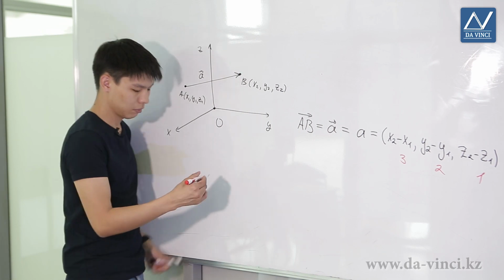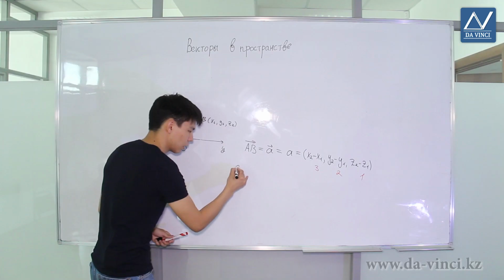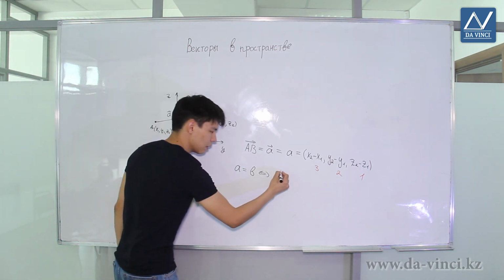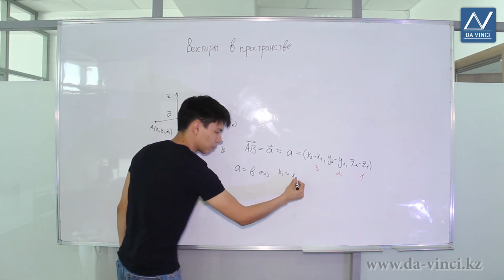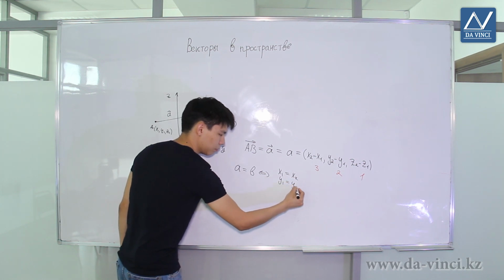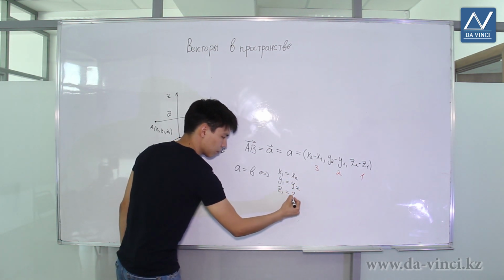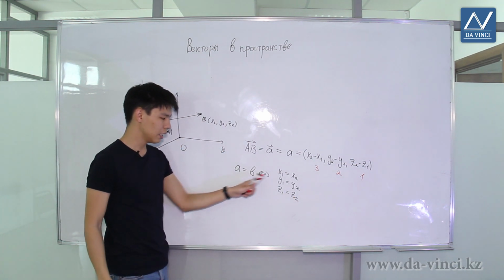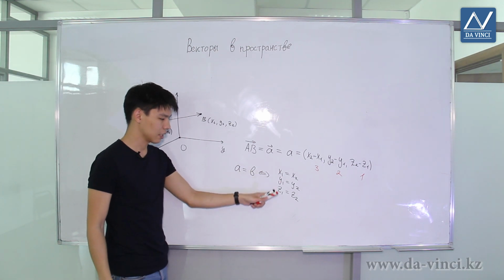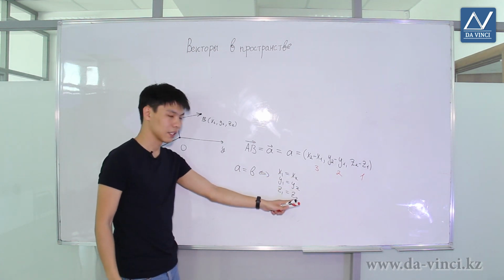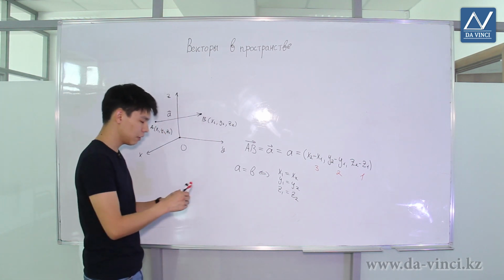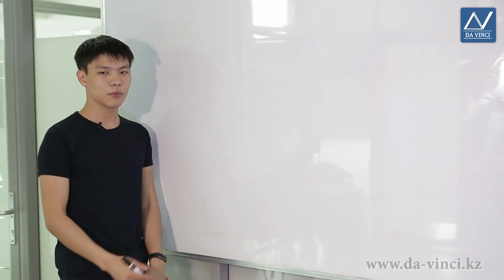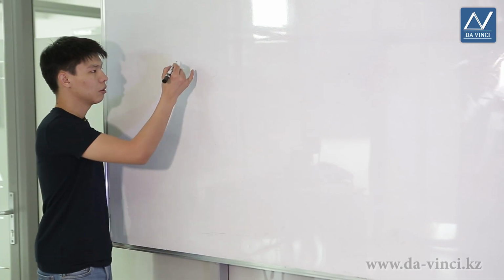Two vectors, a and b, will be equal if and only if their corresponding coordinates are equal. That is, if the vectors have the same coordinates. Vector a has coordinates x1, y1, z1, and vector b has x2, y2, z2. If the coordinates are the same, then we say that these vectors are equal, or in fact, they are the same vector. Let's consider some examples with operations of vectors.